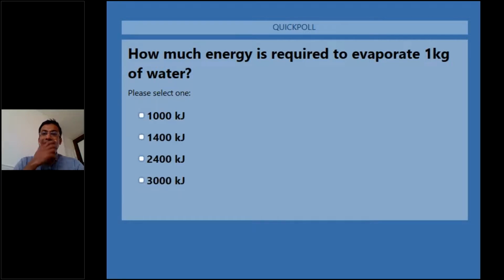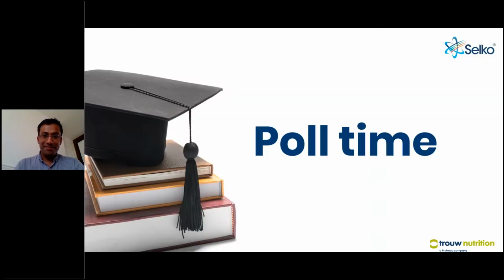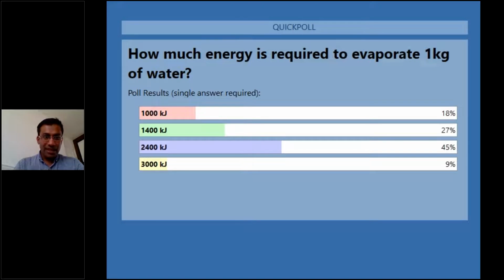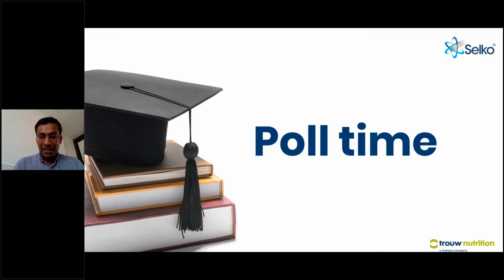Okay, I'm going to close and share, and you can see. I'm happy to see the good answer. Actually, the right answer is 2,400 kilojoule needed to evaporate 1 kilogram of clean water. So that's the right answer.